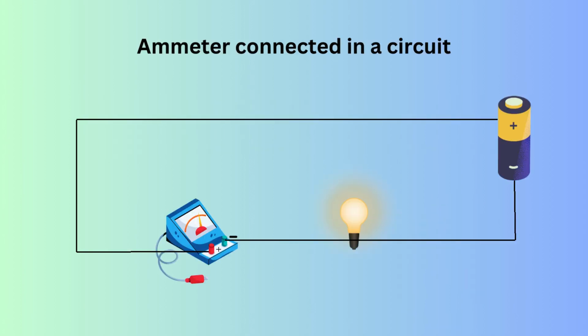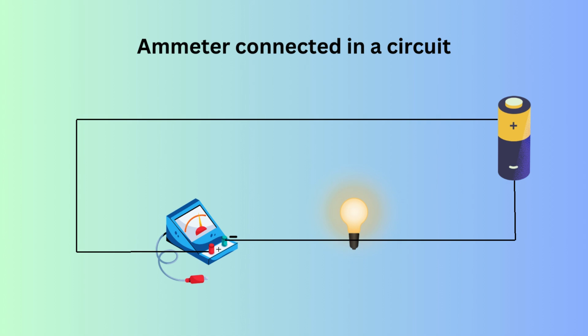Ammeter connected in a circuit. Okay, students. Do you know how an ammeter is connected in a circuit? As you already know, an ammeter is a device used to measure electric current. Now, look at this diagram. Here is a simple circuit with a battery, a light, and some wires. To measure the current flowing through a component like a light bulb, the ammeter must be connected in series with that component in the circuit.